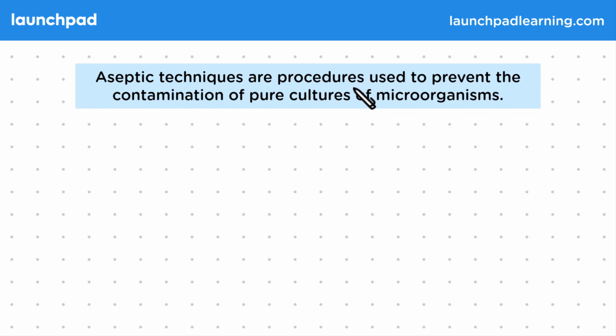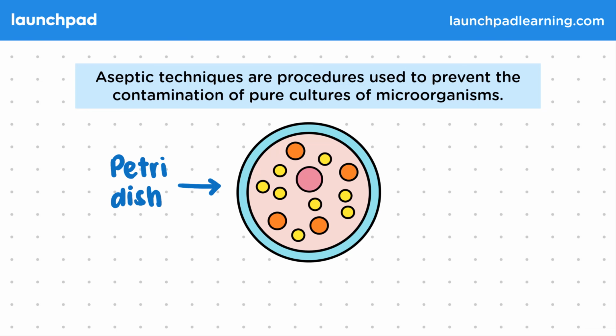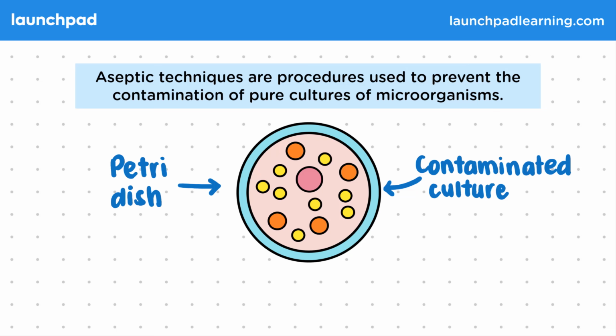Aseptic techniques are procedures used to prevent the contamination of pure cultures of microorganisms. Remember that microorganisms are small organisms like bacteria, and a pure culture is a collection of bacteria containing only one type of microorganism. In this diagram, you can see a Petri dish. Growing inside this Petri dish is a contaminated culture. This is a culture where different types of microorganisms have entered from the air and started growing. A contaminated culture like this one would confuse experiments.